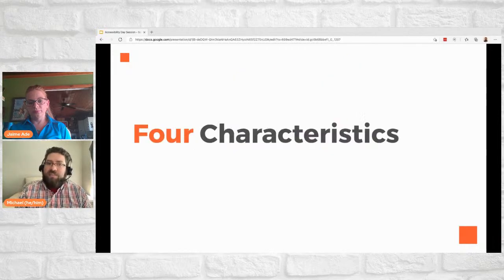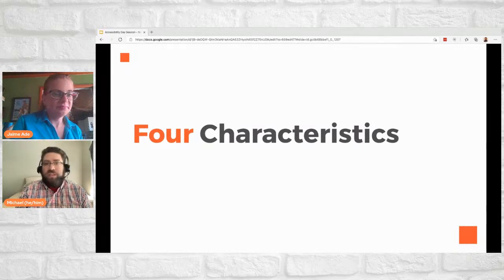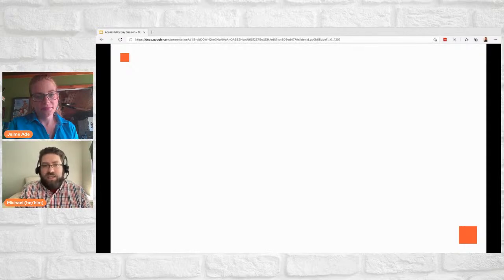So from a design perspective, I think that there are four characteristics of design that work really well for designing accessible learning materials and content and experiences. And I'm going to cover those in the rest of this session and then turn it back over to Jamie to talk a little bit about some of the tools you might be able to use.